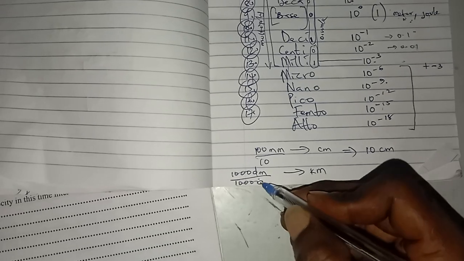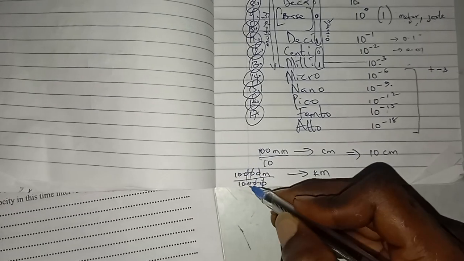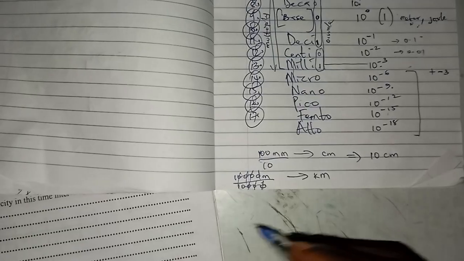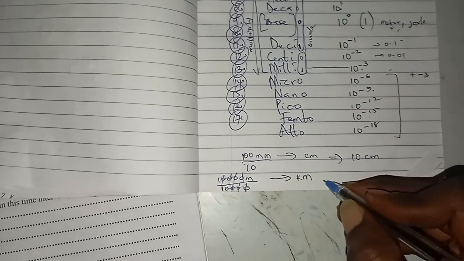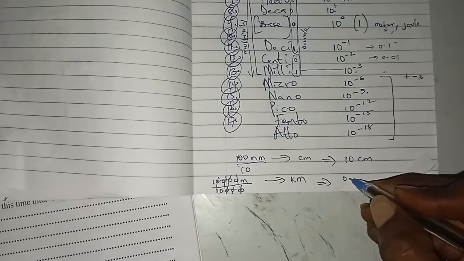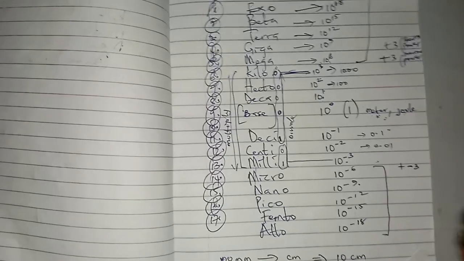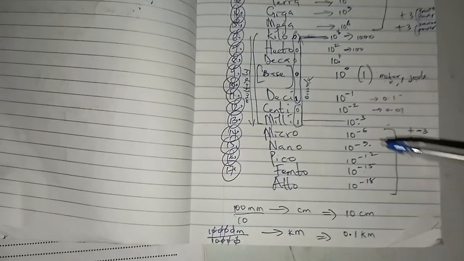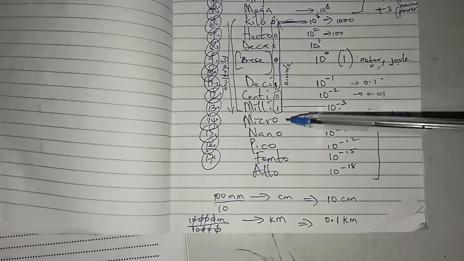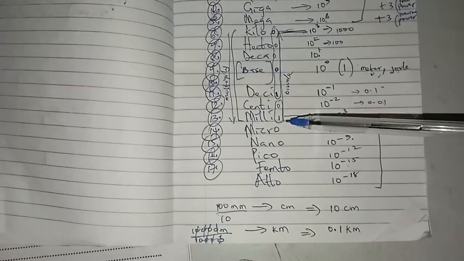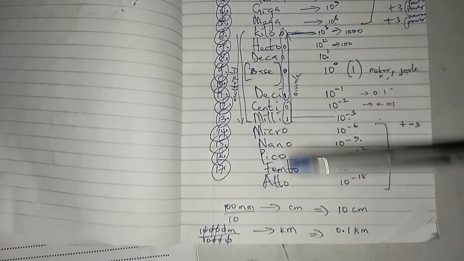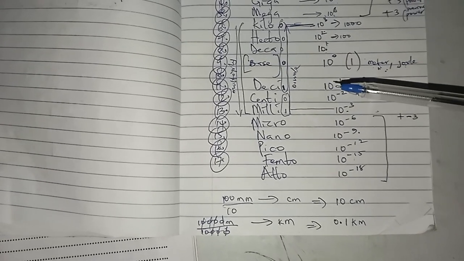Now, why am I dividing? Because we say going up this way is division. So that means that to convert to kilometer here, I'll cancel this, cancel this, cancel this. So you see I'm left with 1/10,000, which is the same thing as saying 0.1 in kilometer. Which means that converting from decimeter to kilometer, you simply need to divide by 10,000.